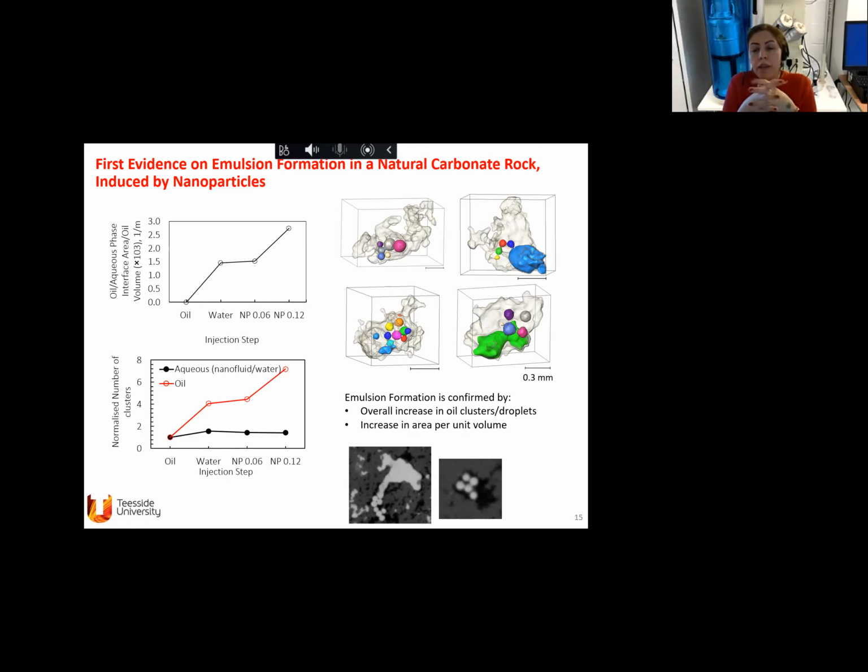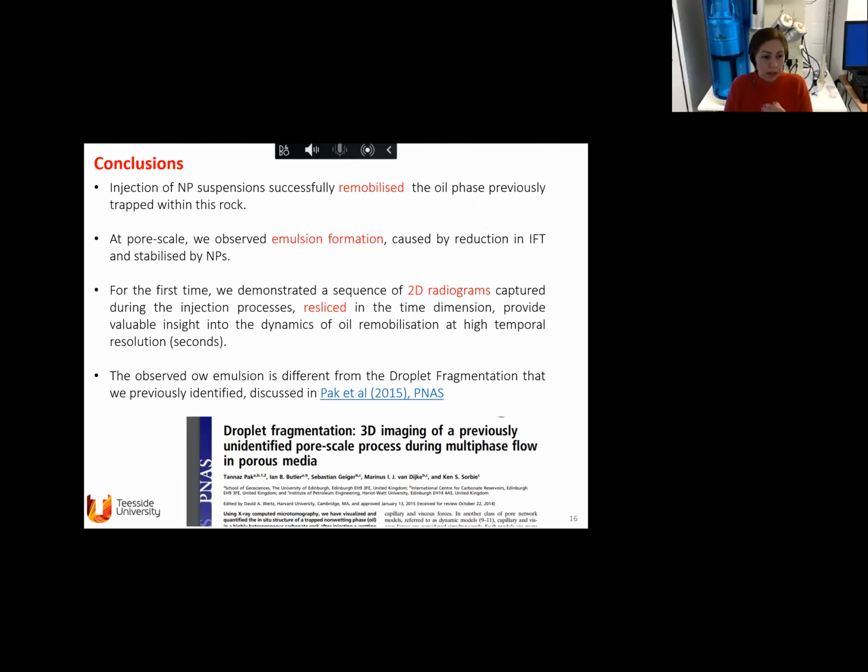And if you were thinking about degrading this oil phase in situ, the surface area is an important parameter to look at, because that's where the contact happens and the reaction happens. Okay, so I want to wrap this up because I want to move on to our second case study.